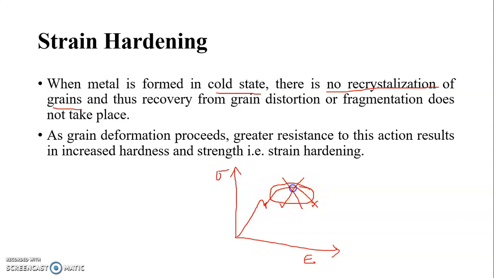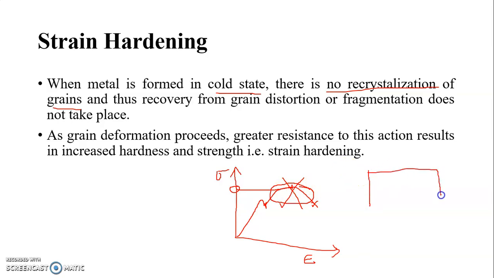After that, at this point the strength is maximum. Therefore, we can say that by the strain hardening process, we can increase the strength of the material. Here there is no recrystallization of the grain. Here there is no recovery of the grain distortion, and there is no fragmentation in the material.